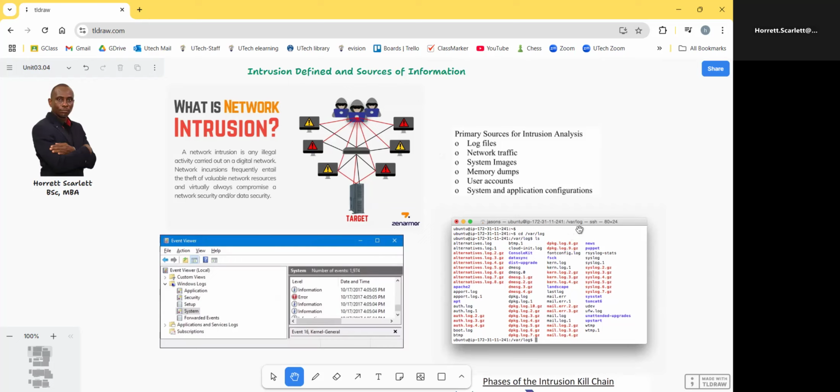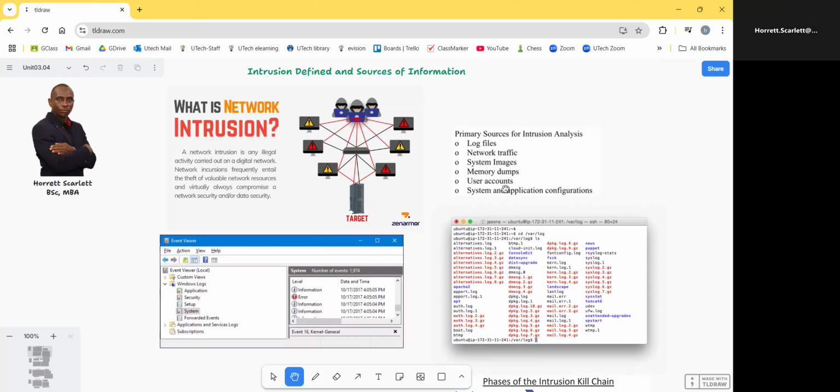So the question now becomes, what are some of the things that we are looking for? Well, in terms of the log files, we probably want to look at the user accounts, see if there are any new users that should not be around, which means that someone would have compromised the network and would have added a new user, especially with administrative privileges. So that's something that we need to look at.